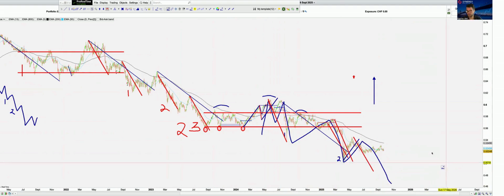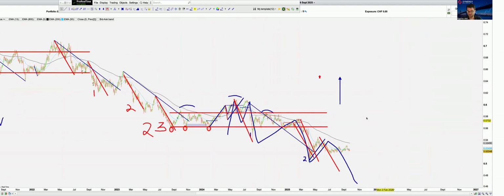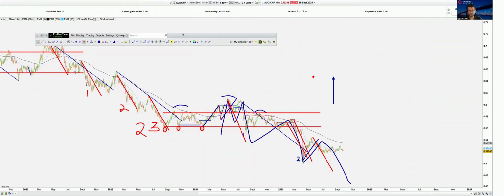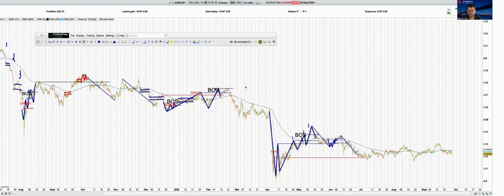1, 2, 3. So expect a stronger Swiss franc, expect a stronger US dollar. And that's what I'm seeing. So I'm not going to dwell on that one too much. I am anticipating a third push lower, a third trend lower.